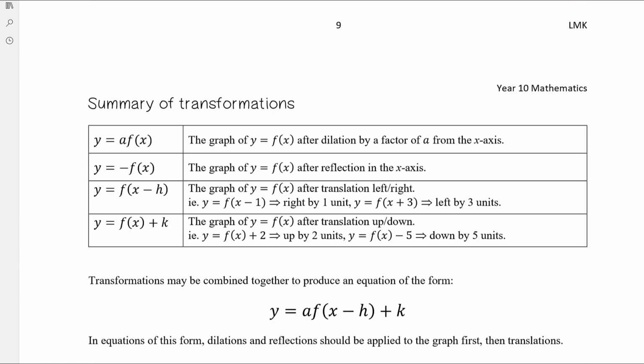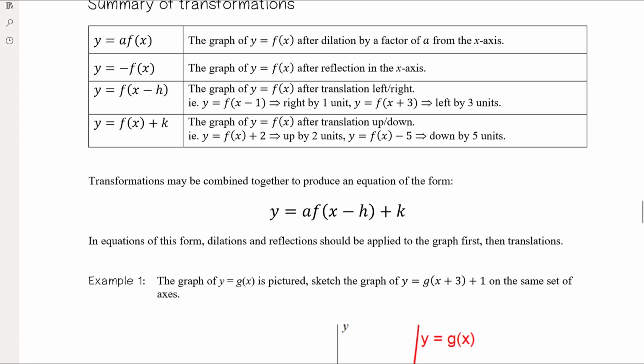Okay, so let's now go back over here. So here's our summary. A times a function, we'll take that original function and dilate it by a factor of a from the x-axis. Negative 1 times a function, we'll take that original function and reflect it in the x-axis. F of x minus h, we'll take the original function f of x and translate it left or right. So if it was x minus a number, it would go to the right by that number. If it was x plus a number, it would go to the left by that number. And then finally, f of x plus a number, okay? If we're adding on a number, it will go up by that many units. If we're subtracting a number, the graph will be translated down by that many units.